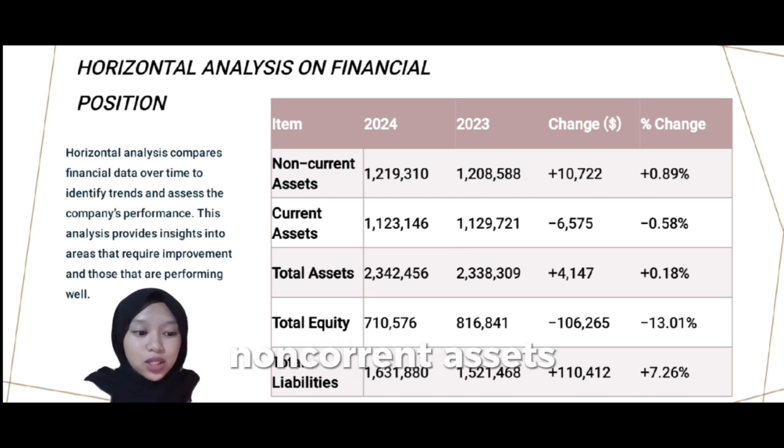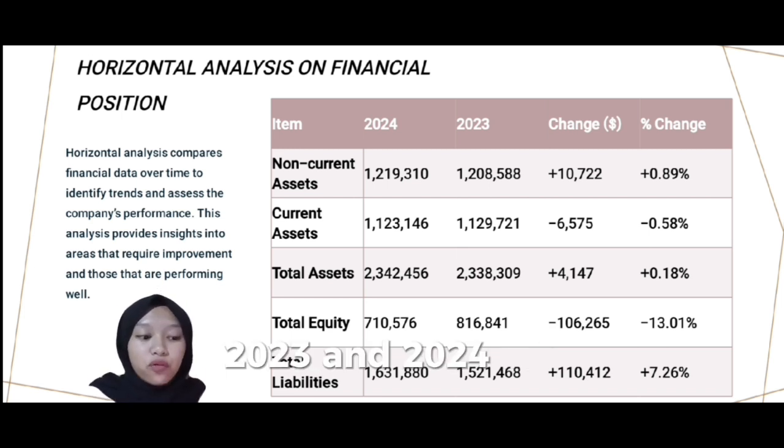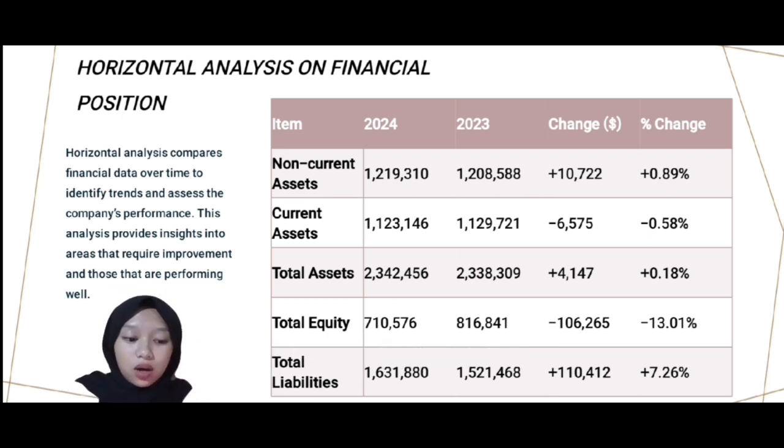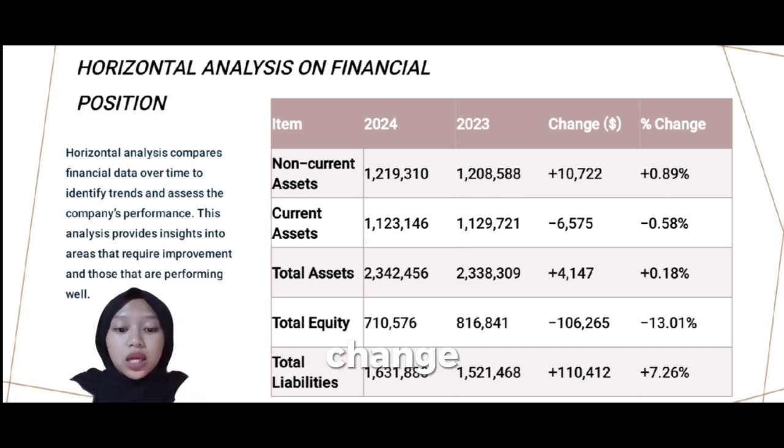First item, non-current assets. Meron tayong 2023 and 2024 data, kung saan from the previous year ang ating non-current assets last year ay 1,208,588. Tapos meron naman tayo ngayong year, 1,219,310. So ang gagawin po natin ay ima-minus lang po natin siya. Diyan po natin makikita yung result kung ilan yung na-change, kung nag-increase ba siya or nag-decrease. After nun, kukunin mo lang yung percentage change.